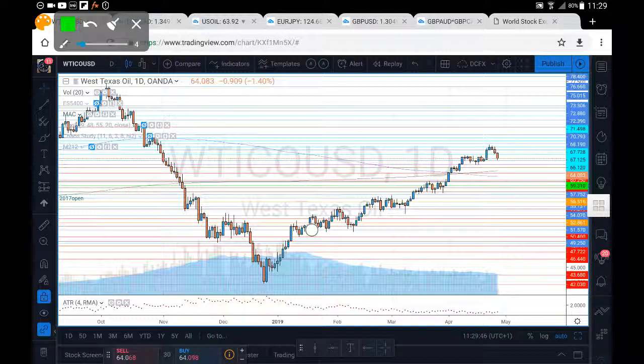So again, we've mentioned the levels that we are looking at here to the downside, so it doesn't bear repeating myself. So with that said, that pretty much wraps up the US oil analysis.